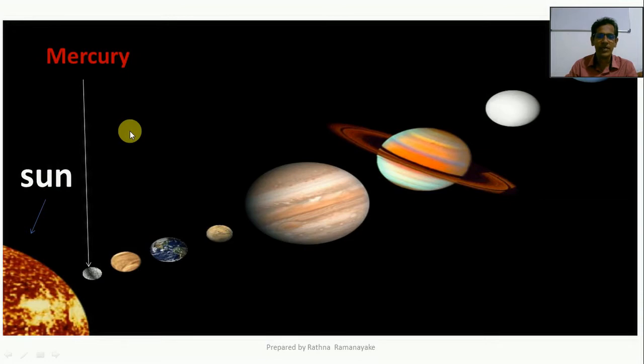Here, Mercury. Now I am going to discuss the special features of the planet Mercury. Right? Mercury is the closest planet to the Sun. It is the smallest planet in the solar system.